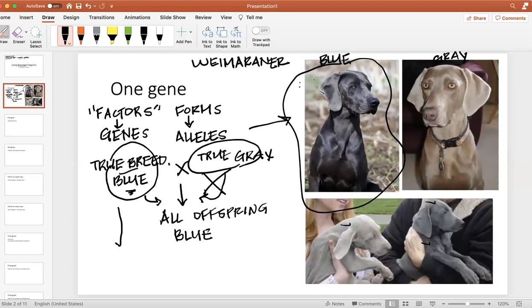One of the things that Gregor Mendel discovered is that some traits tend to be dominant and they tend to cover up other traits, which we call recessive, right? You guys remember this. So in Weimaraners, blue coat color is dominant to gray coat color. Now, let's take a look at this cross and let's use a Punnett square to describe what happened here.